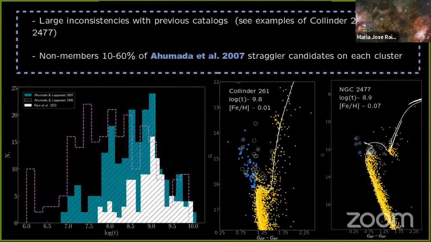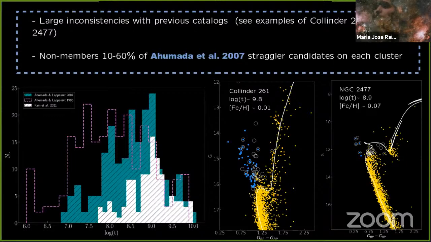The comparison between this new catalog and Ahumada and Lapasset, which is the previous one, was possible only for sources with right ascension and declination information available. And this is another improvement from the previous versions. In this new catalog, the position of the stars and also the astrometric solution is there. So we found large inconsistencies.